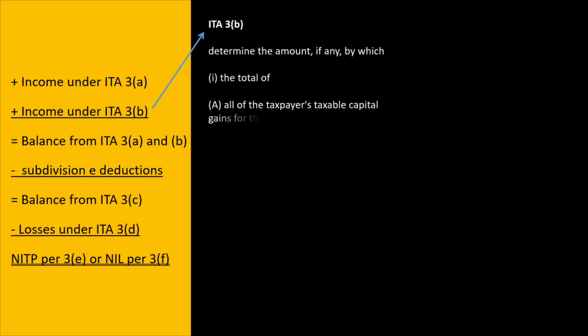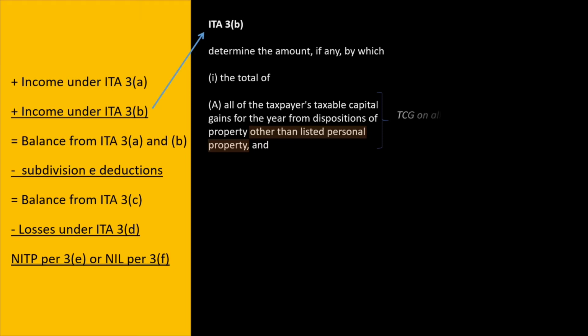it says determine the amount, if any, by which, subparagraph 1, the total of, clause A, all of the taxpayer's taxable capital gains for the year from dispositions of property other than listed personal property. What does that mean? Well, I'll highlight this, other than listed personal property. This is what you're used to calculating. This is the TCG on all capital property except listed personal property.